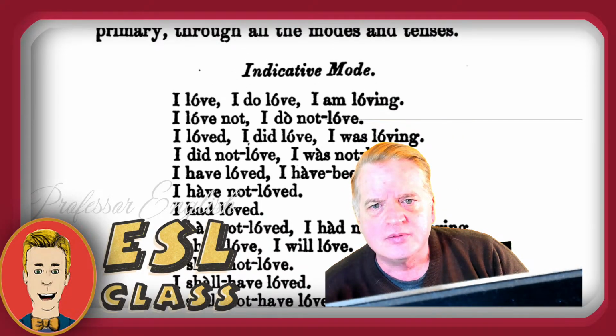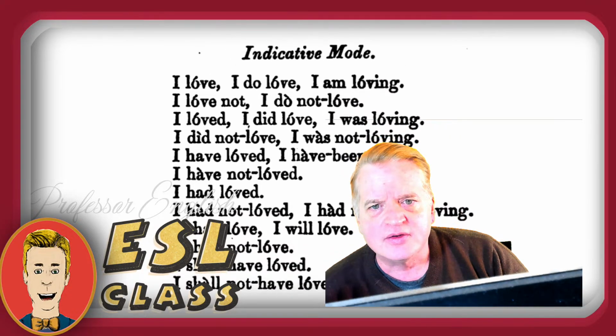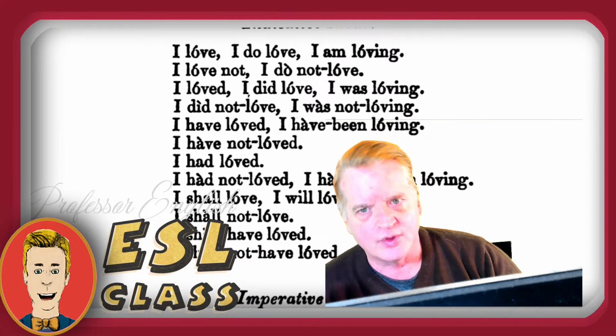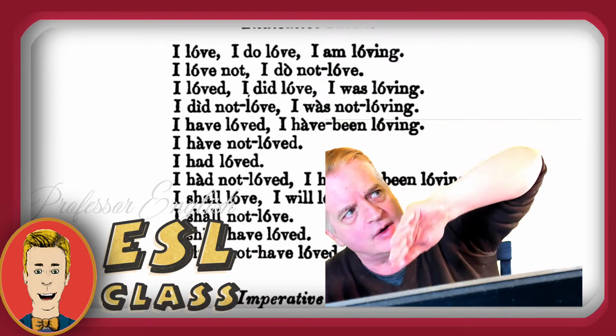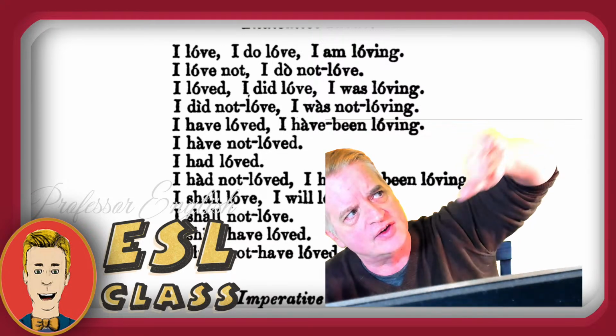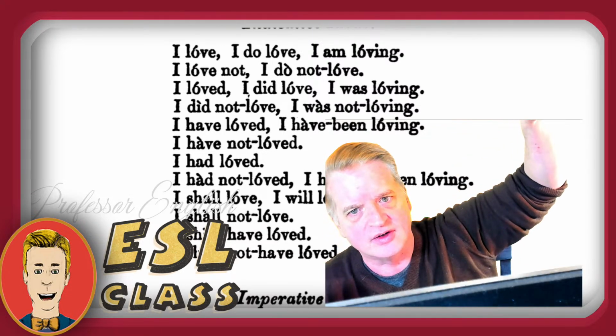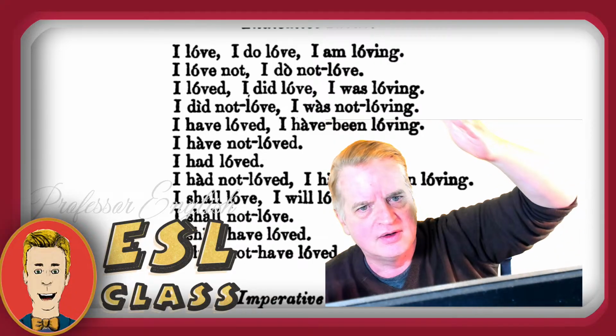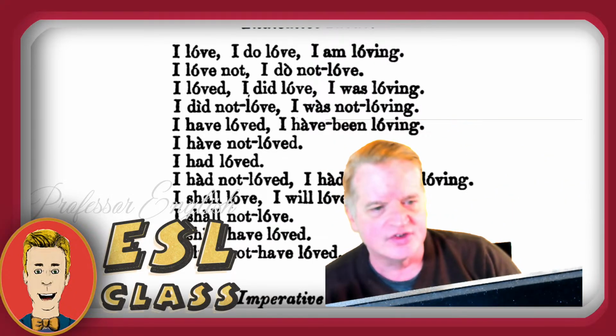Okay, in the following exercise, the verb love has the primary through all the modes and tenses. All right. So, do you remember, Mohammed, the markings? The one that goes up like this, to the right, that is the one that gets a lot of attention, and the one that goes down like this gets less attention, but still some attention.